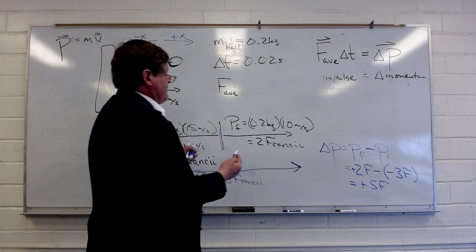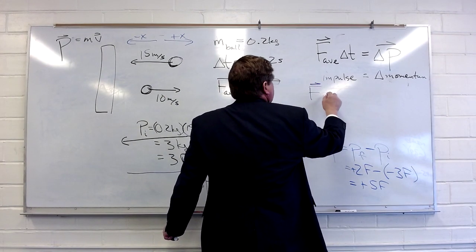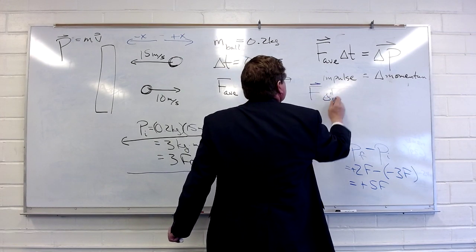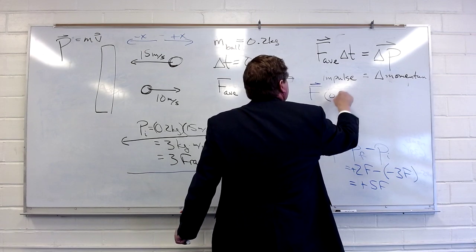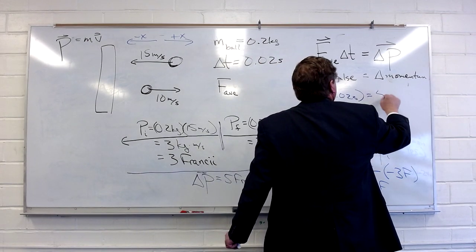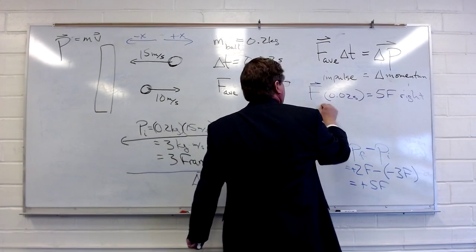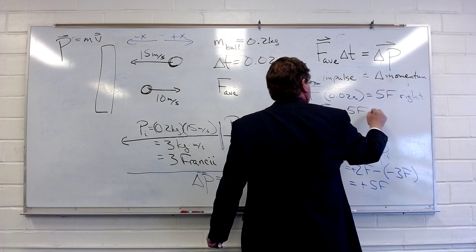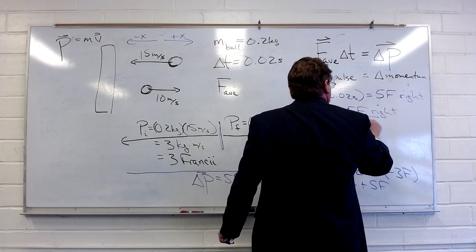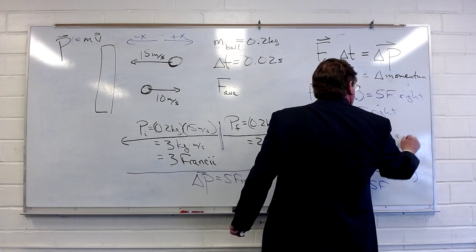At the end of the day, we have this equation here. The average force times 0.02 seconds is going to equal the change of momentum, which is 5 Franci to the right. And that means that the force is going to be 5 Franci to the right divided by 0.02 seconds, and that's going to be 250 newtons to the right.